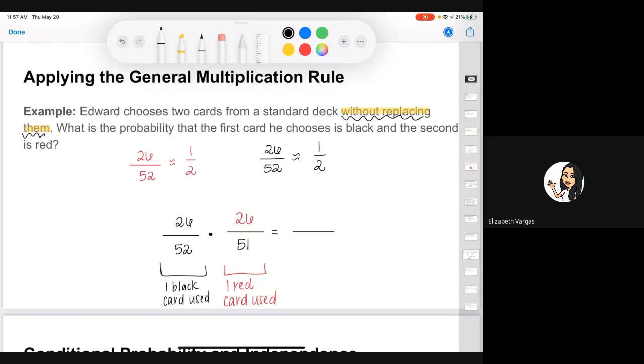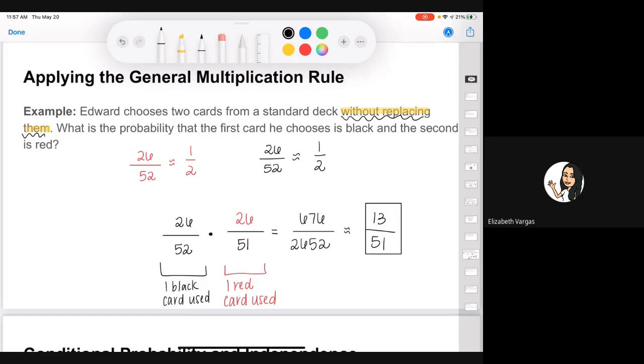I basically just multiply straight across. 26 times 26 is 676. 52 times 51 is 2,652. If I simplify this, I get that it is equal to 13 over 51. So that is the probability that first I pick a black card, then I pick a red card.